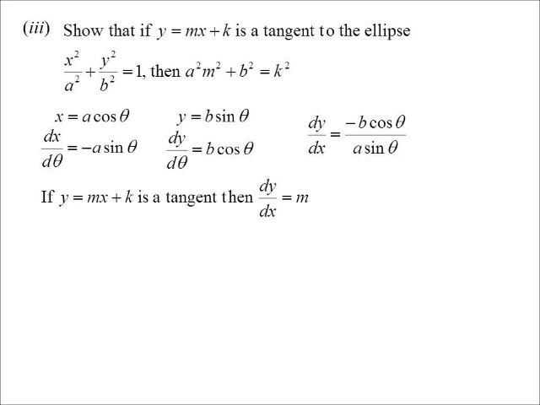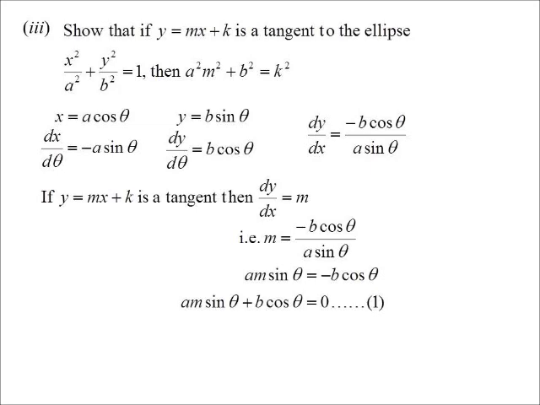So dy/dx must equal m. So m is now -b cos θ / (a sin θ). That gets me a little relationship. Okay, so that's one relationship. That's using the idea that the derivative must equal the slope of the tangent.